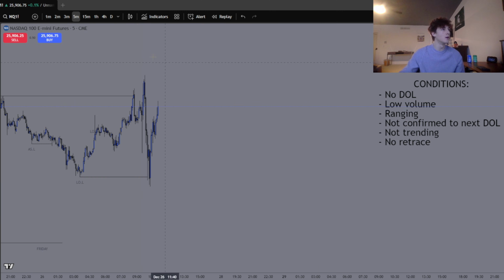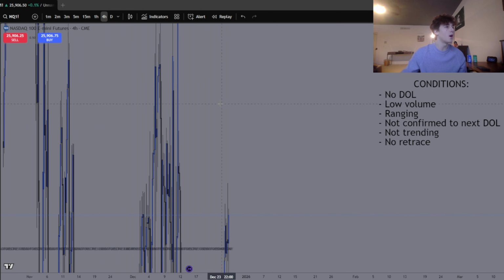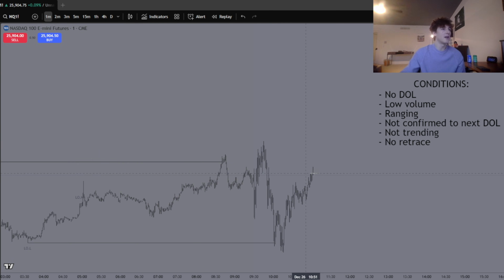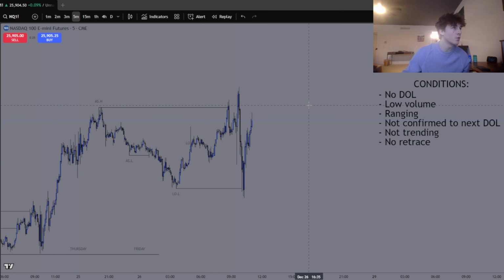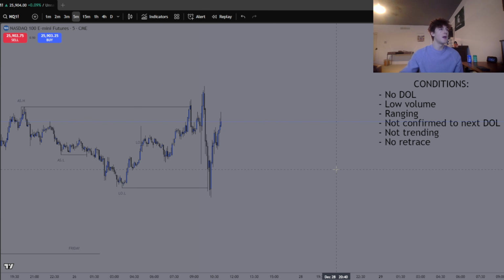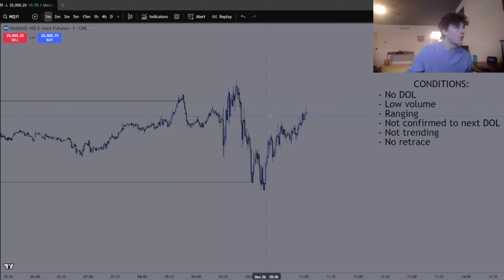If you're gonna trade higher, let's see what the next draw on liquidity is. All the way up here, G, all the way up there. So again, this is not a proper draw on liquidity. That's not a strong draw on liquidity, so we have not confirmed the next draw on liquidity yet. Not trending. No, we're not. We're literally moving sideways as we speak. And no retracement. And in order to look for a retracement, all of those boxes need to be checked off first and foremost.